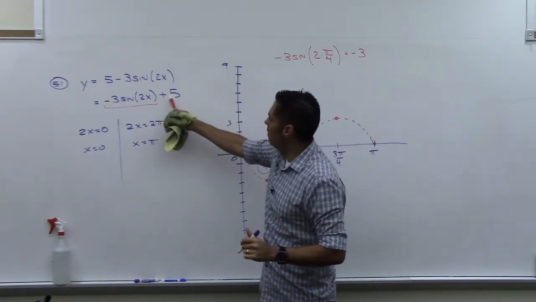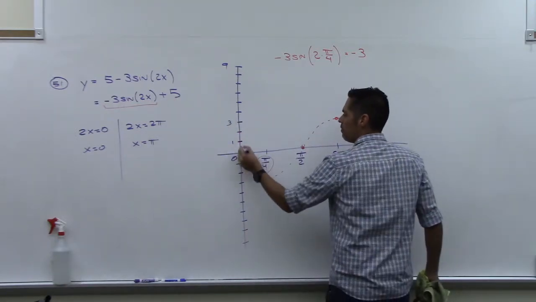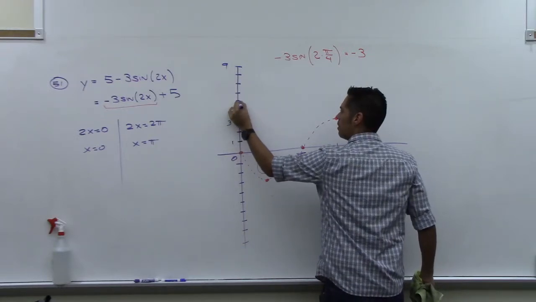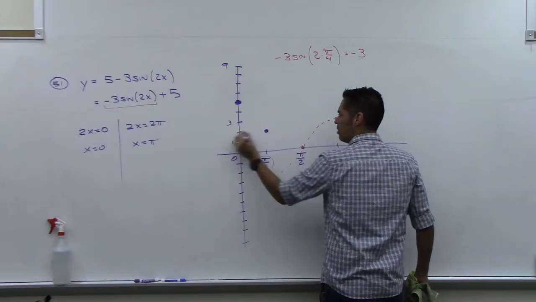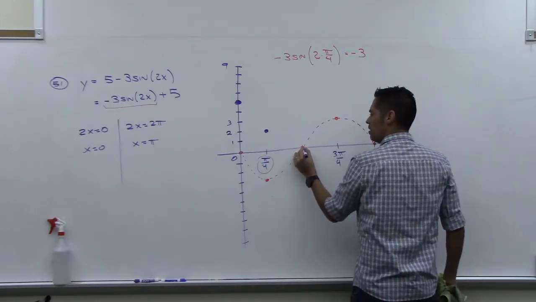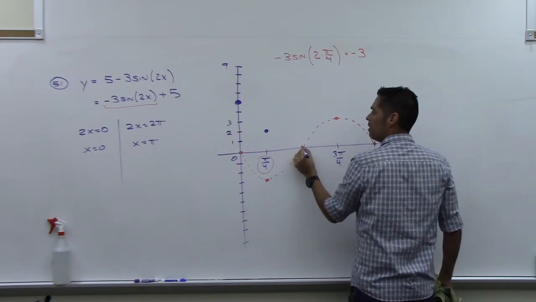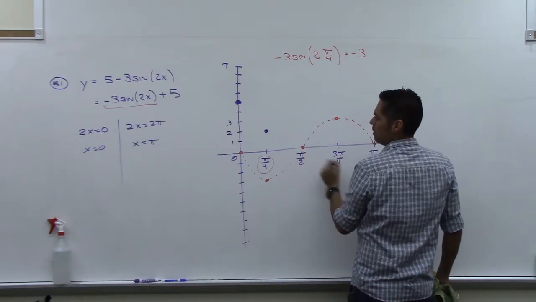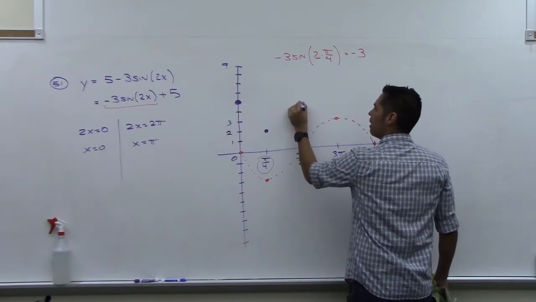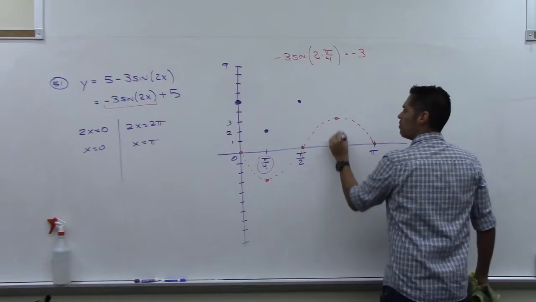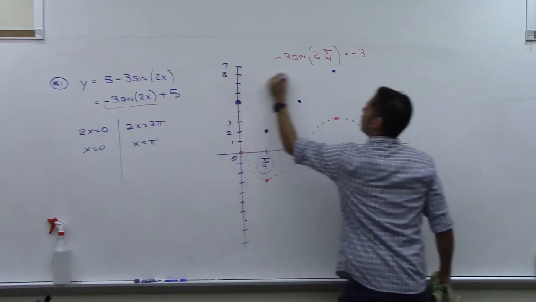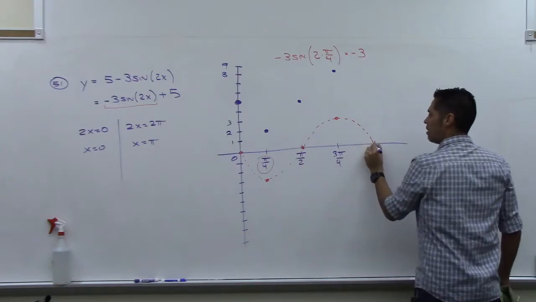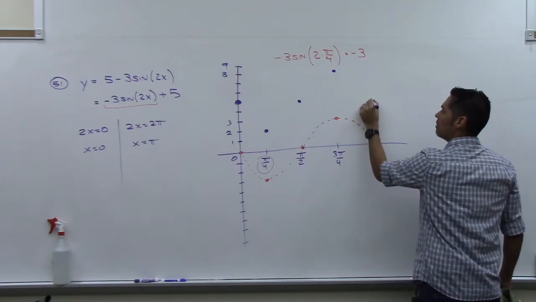So now I need to add the 5, so every point comes up 5. 1, 2, 3, 4, 5. There. This one, 1, 2, 3, 4, 5. That's now at 2. This one was at 0. Now it's going to come up 5. Yeah. 1, 2, 3, 4, 5 right there. And then this one was already at 3, so that's going to go all the way up to 8. Right about there. And then this one is going to come up by 5. It's going to go right about there.